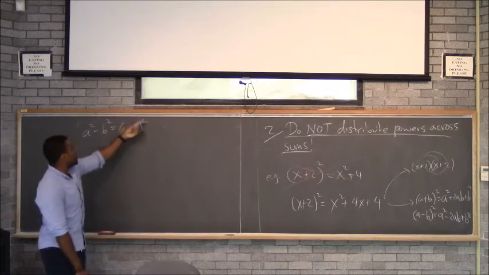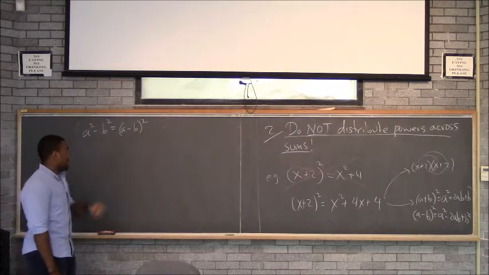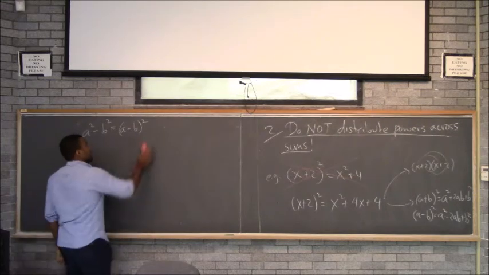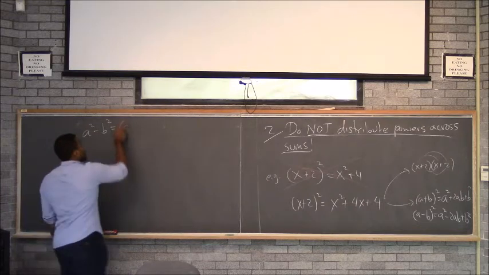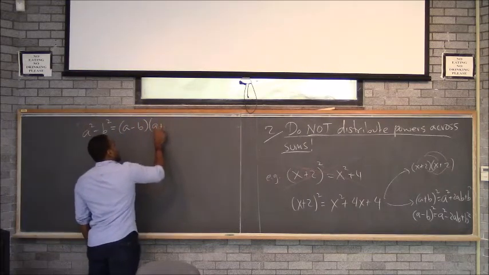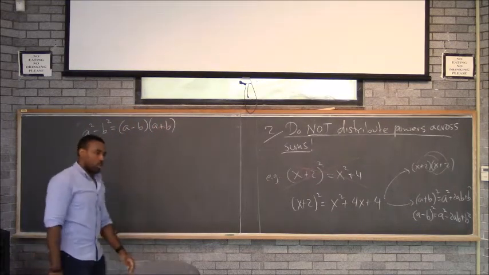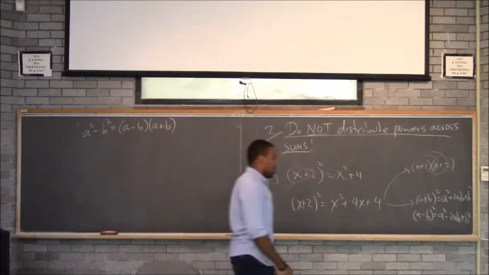Because what you're doing here is distributing a power across a sum. That is incorrect, very wrong. What is it actually? A minus b times a plus b. This is called the difference of squares formula, something I would expect you to know.